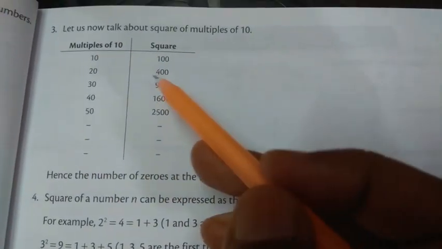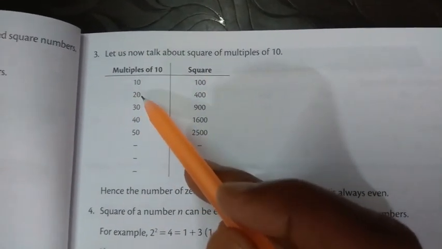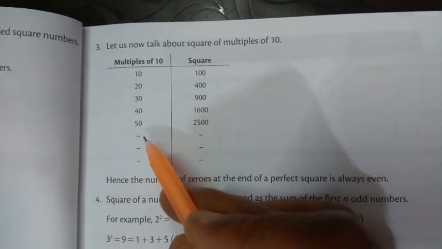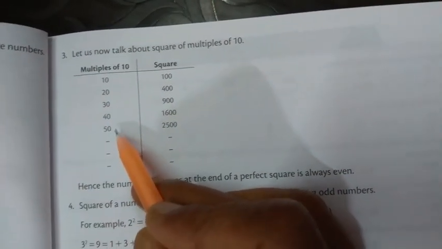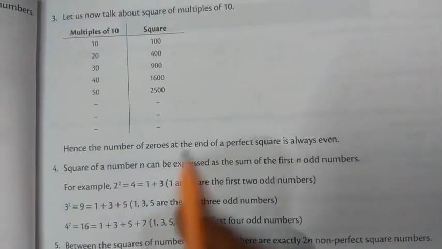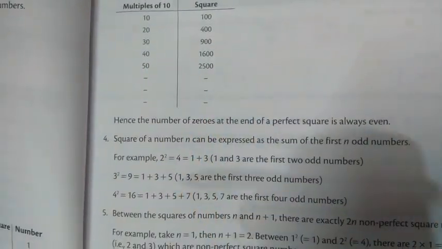Let us talk about the squares of multiples of 10. 10 square is 100, 20 into 20 is 400, 30 into 30 is 900, 40 into 40 is 1600. Similarly, 50 multiplied by 50 becomes 2500, and so on. So hence, the number of zeros at the end of a perfect square is always even.